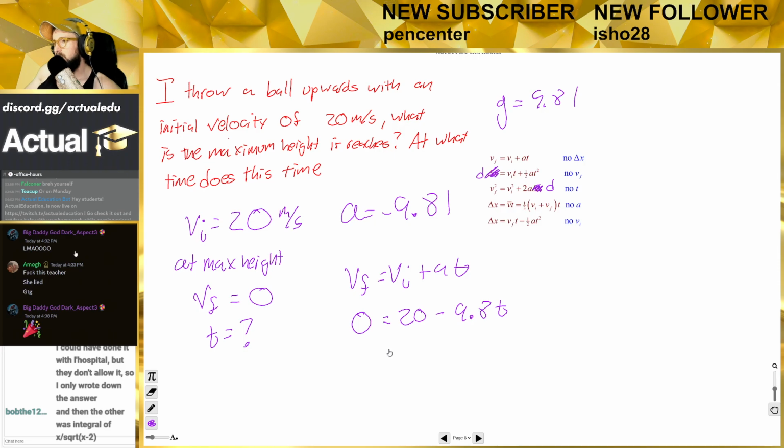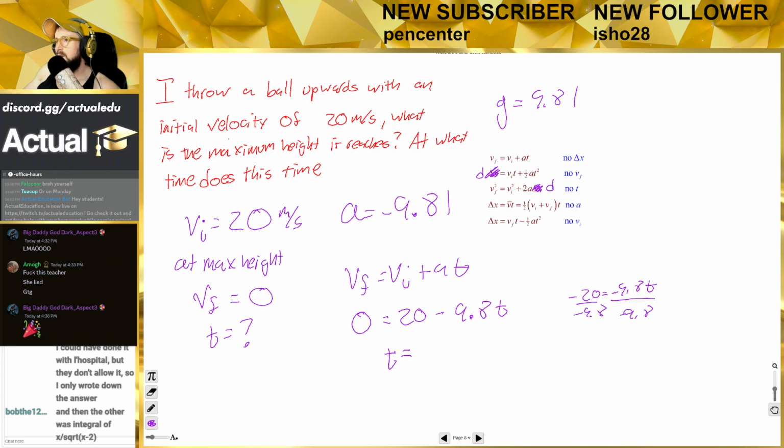What are we going to get for T? Well, you gotta subtract the 20 first, right? Yeah, subtract the 20 from both sides. So it's negative 20 is equal to negative 9.8T. And then divide by negative 9.8.